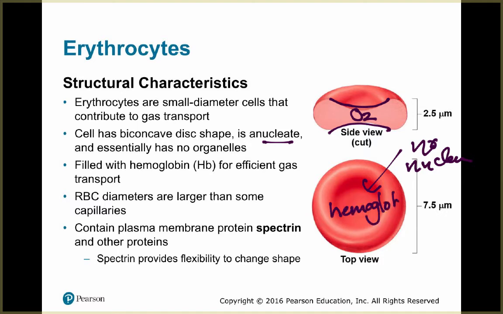And hemoglobin is there, if you remember, we were talking about the globulins, and part of it has come together to make hemoglobin. And so hemoglobin is important for actually moving oxygen around in the body. Red blood cell diameters are larger than some capillaries, and so they contain in their membrane this protein called spectrin. And spectrin allows these guys to be very flexible, to be able to move through these really small capillary vessels, right?